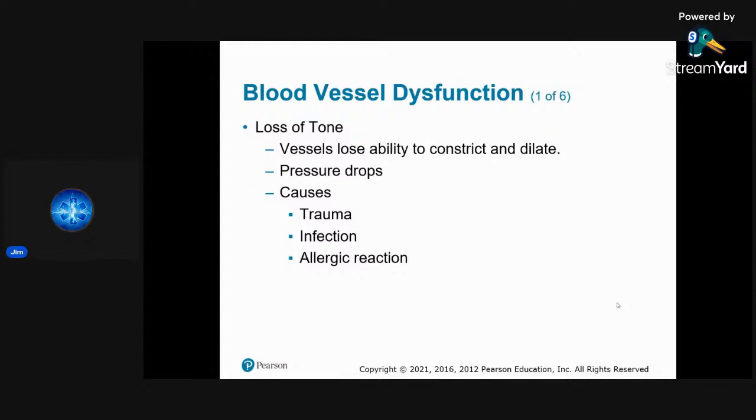Some things can cause you to lose tone, which is the vessels losing the ability to constrict or dilate. That's what the loss of tone means. The pressure can drop. Causes of this loss of tone could be trauma, of course, infection, and allergic reaction.